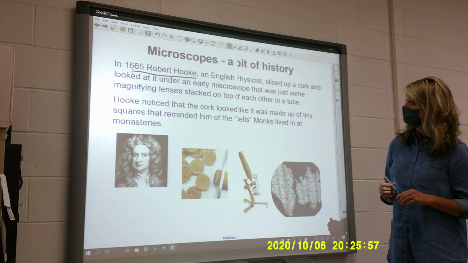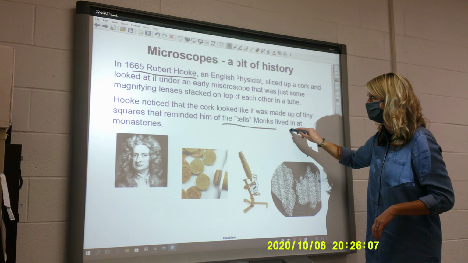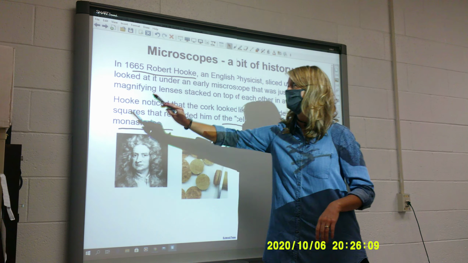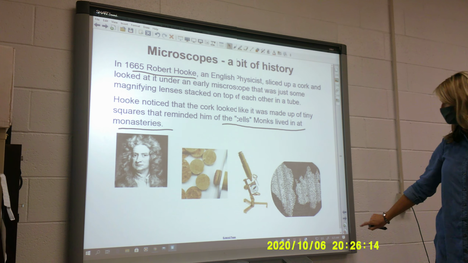He looked at it underneath an early microscope. That was just some magnifying lenses stacked on top of each other in a tube. Hooke noticed that the cork looked like it was made up of tiny squares that reminded him of the cells that monks lived in. Robert Hooke named them cells in 1665.